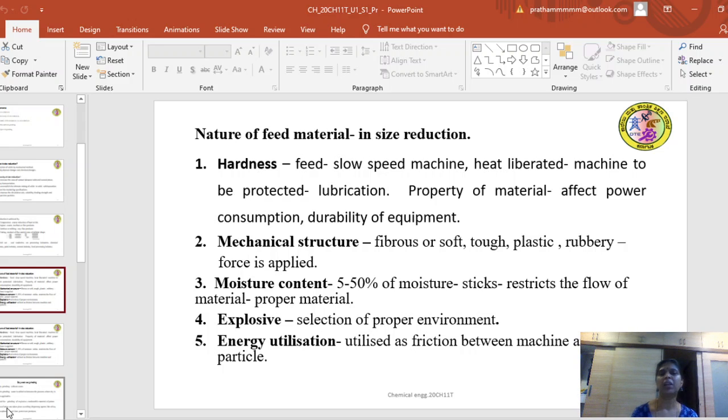So these are the various factors regarding the nature of the feed material that have to be considered in a size reduction process.